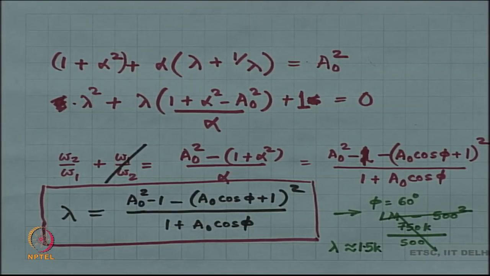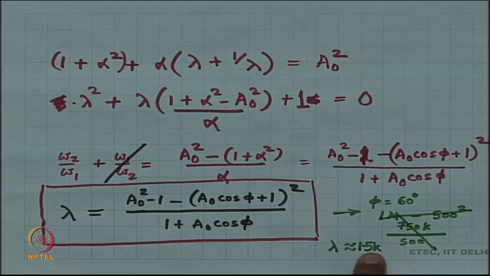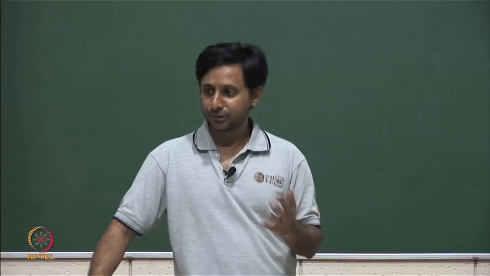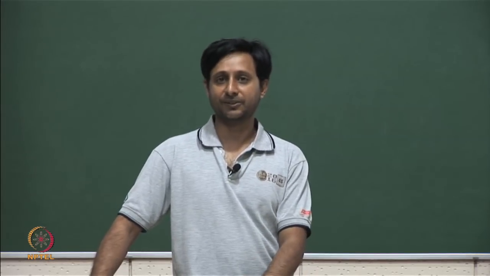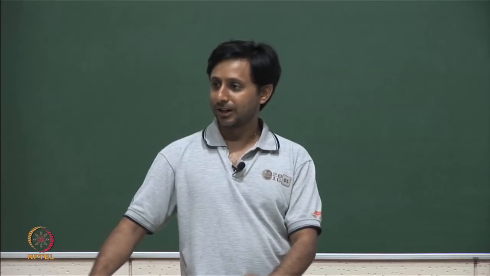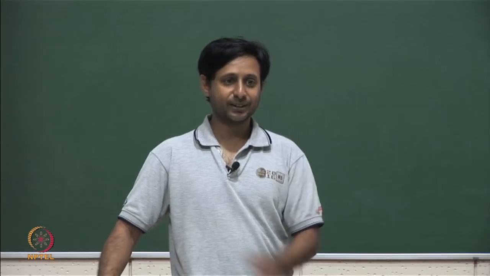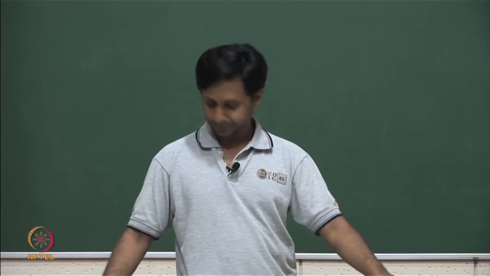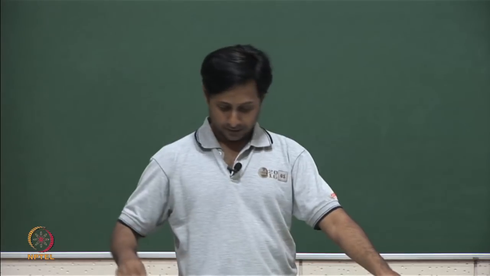We started with a DC gain of 1000, A naught equal to 1000. We got 1.5 times A naught as the required ratio of two poles. Do you see that we are getting a large number for lambda? You have to get a large number for lambda, because there is no other way. If you have a small lambda, then immediately you will get no phase margin at all.